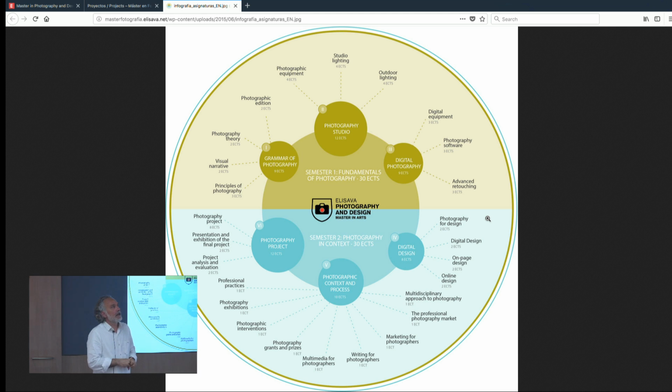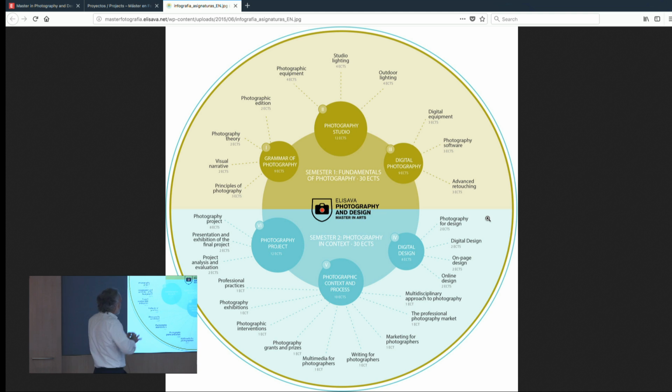Then on the second part of the MA, we do major projects, we do real projects, projects that will then exist in the street. We do exhibitions in galleries, we participate in art fairs, in photo markets, we do installations in some places, we do publications, we do sometimes digital installations. So we have an important part, which is the digital design. We have photography for design, digital design, editorial design, online design.